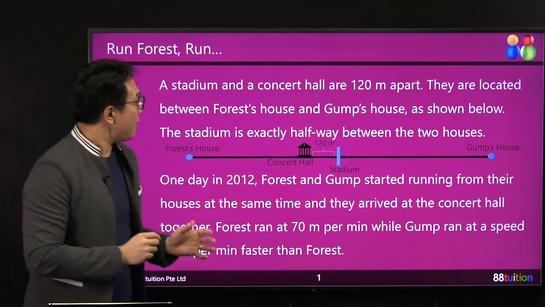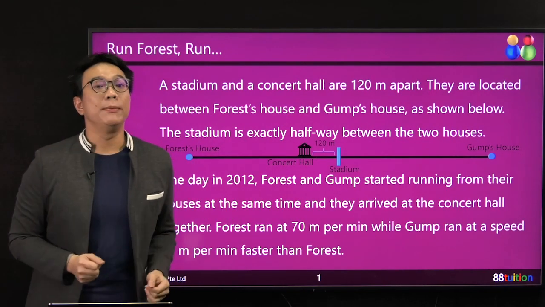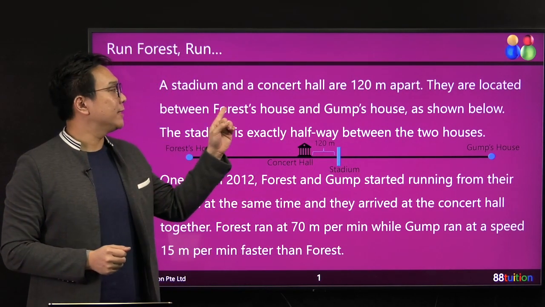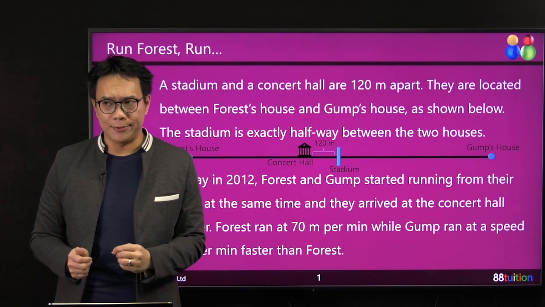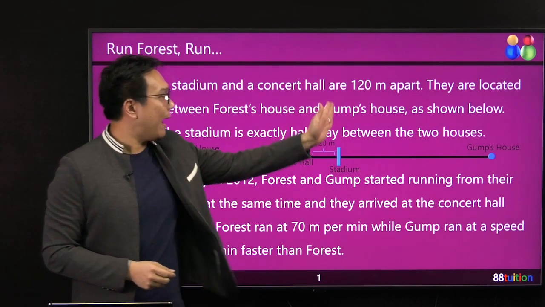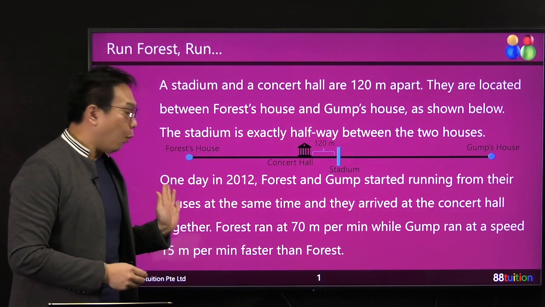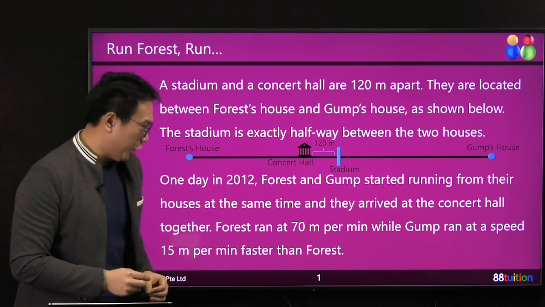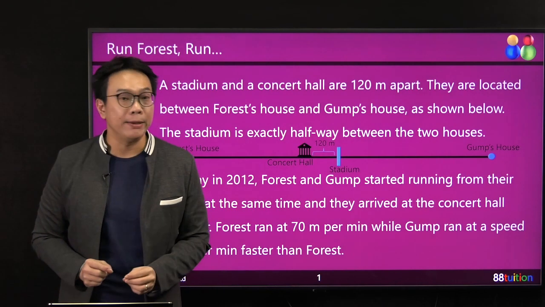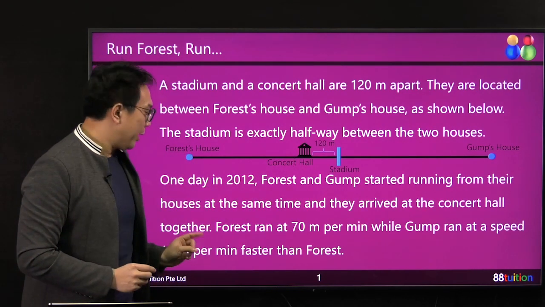Run, Forrest, run! A stadium and a concert hall are 120 meters apart. They are located between Forrest's house and Gump's house. As shown below, the stadium is exactly halfway between the two houses. One day in 2012, Forrest and Gump started running from their houses at the same time, and they arrived at the concert hall together.